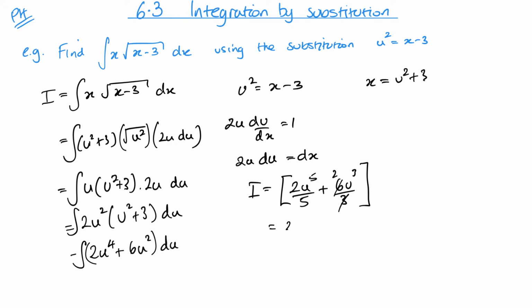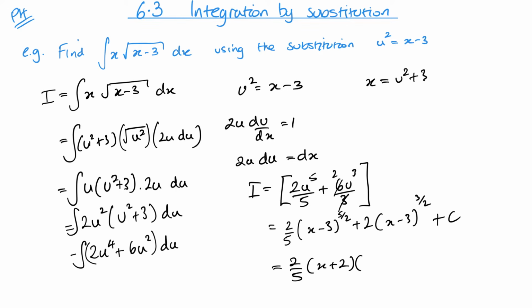So what we end up with here is 2/5 (x minus 3) to the power 5/2 plus 2(x minus 3) to the power 3/2 plus c, which is 2/5 (x plus 2) multiplied by (x minus 3) to the 3/2. I'm just going to pop that in there, as I've already shown you how to get to it from the last one. So this is the same as the last one, therefore this step will be the same as the last example. But which one is easier?